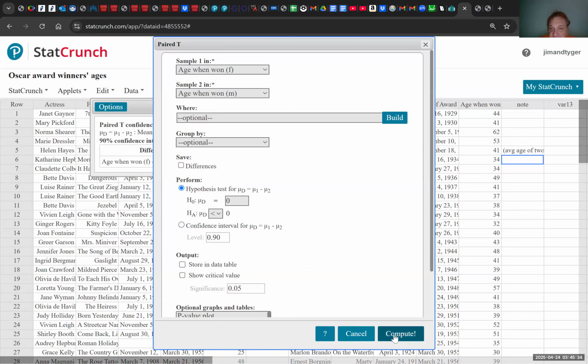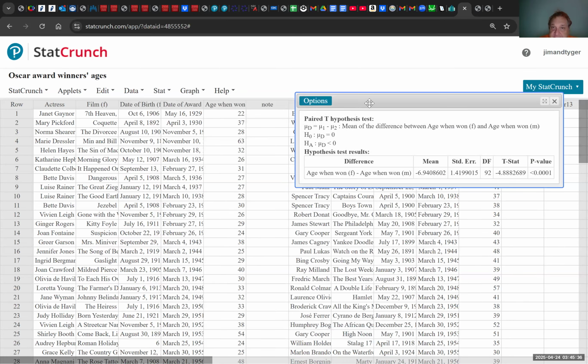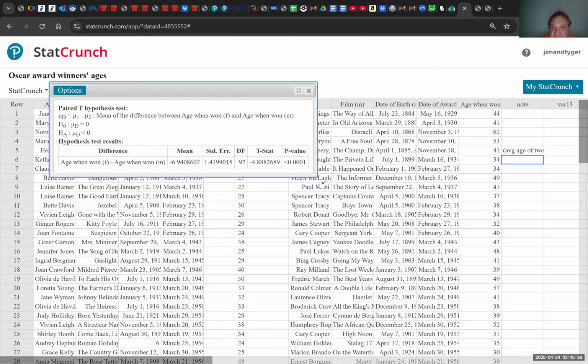And then I could do my computation. And there's my little readout, and it talks about a lot of stuff. And then I got the p-value here. P-value again is less than 0.0001, so it's basically 0. And that p-value being so low means I have enough evidence to reject the null hypothesis.